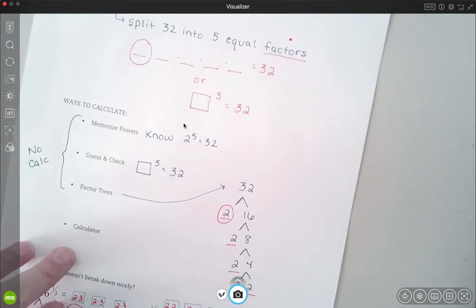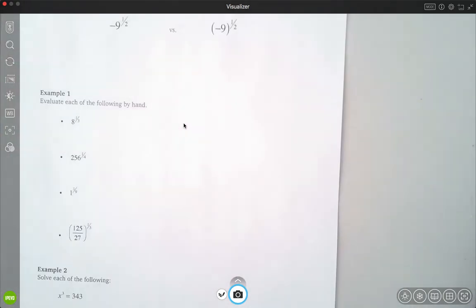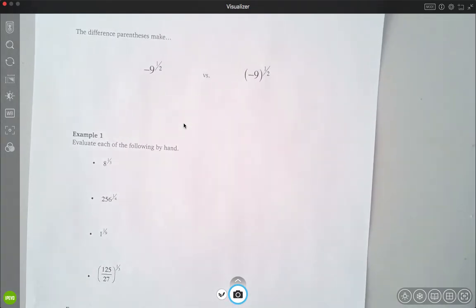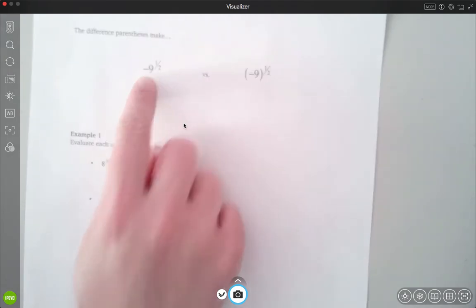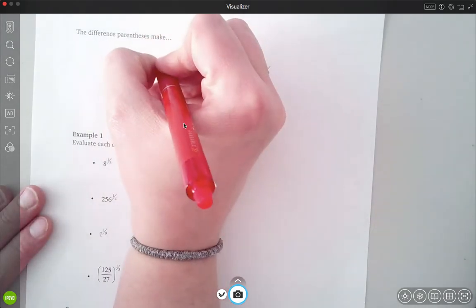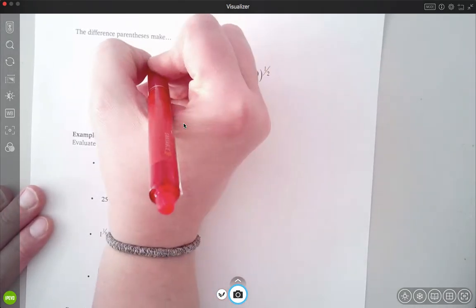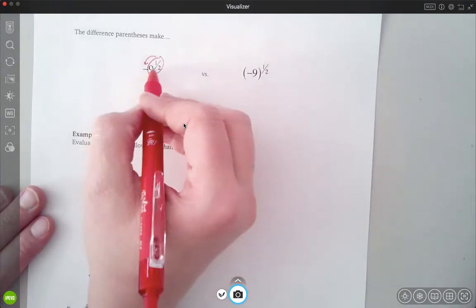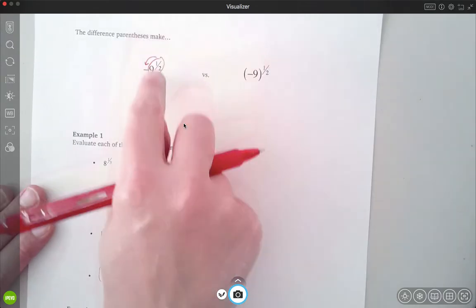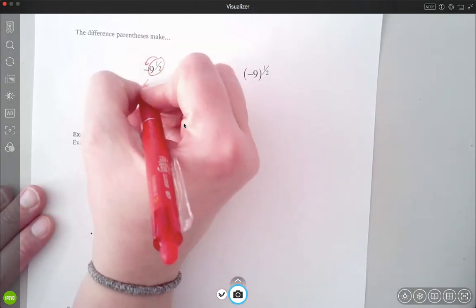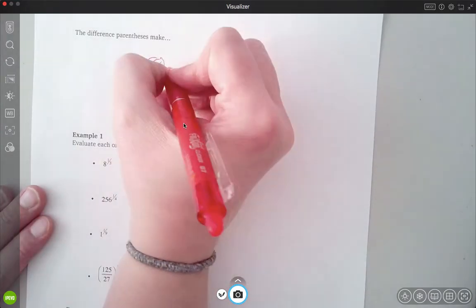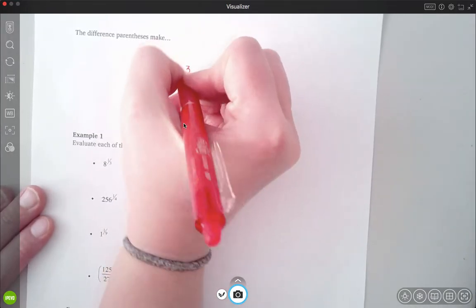Okay, a couple more things here. Moving on. Just a quick note on parentheses. Remember that something like this actually means to do the 9 to the 1/2 first and then make the answer negative. So 9 to the 1/2, that's really like a square root because it's splitting 9 into 2 equal factors, which would be 3 and 3. So this answer would be -3.